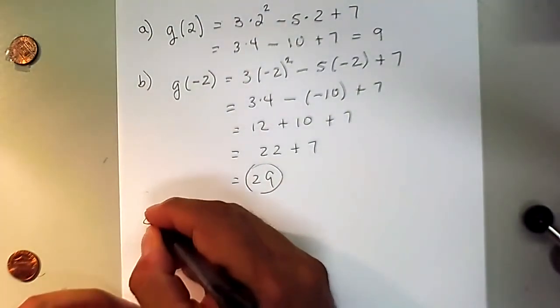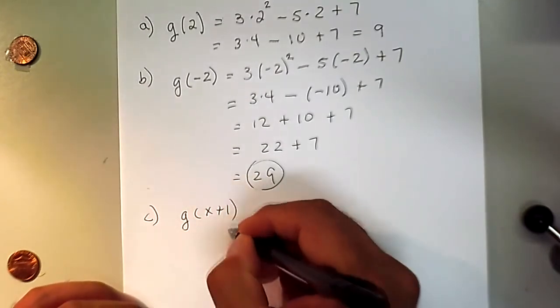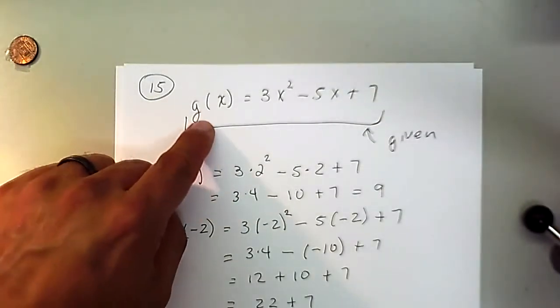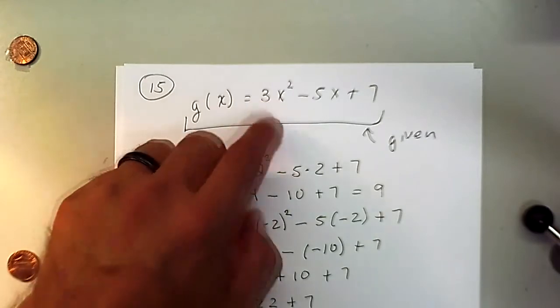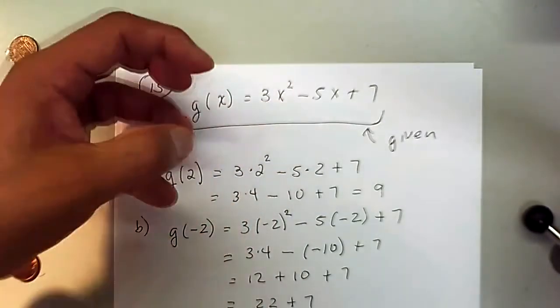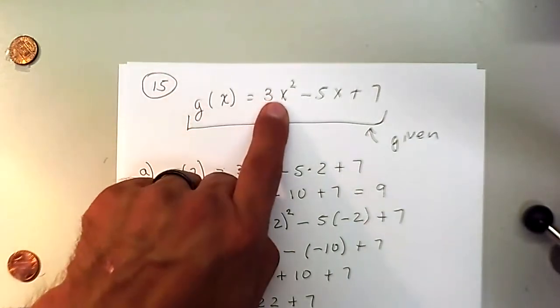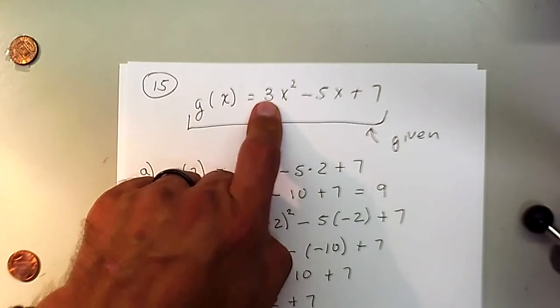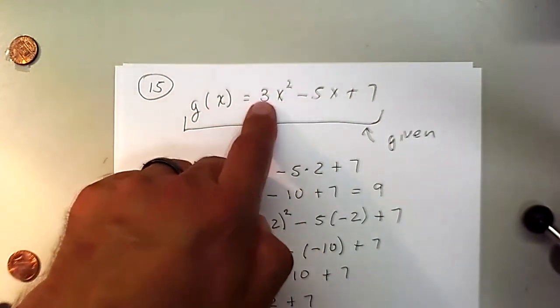Okay, C. G of x plus 1. Whoa. So now this is the formula. Remember what the formula says. Whatever the input, so there's a lot of stuff packed into this formula. Whatever the input, square it, multiply by 3, put it to the side. Or you don't have to put it to the side.